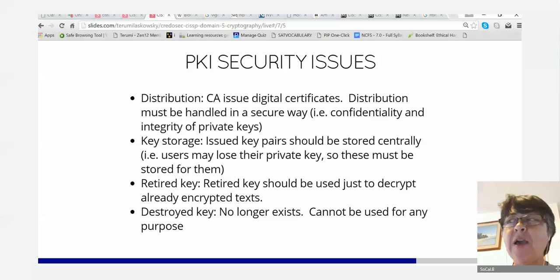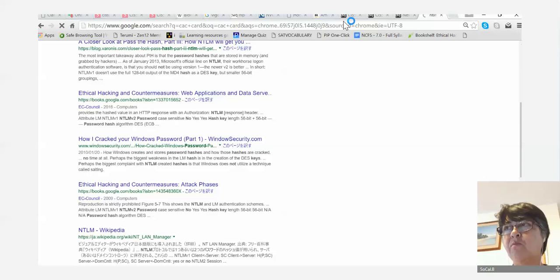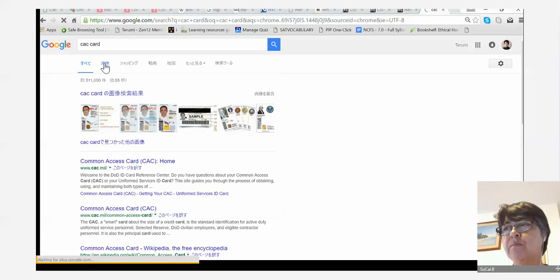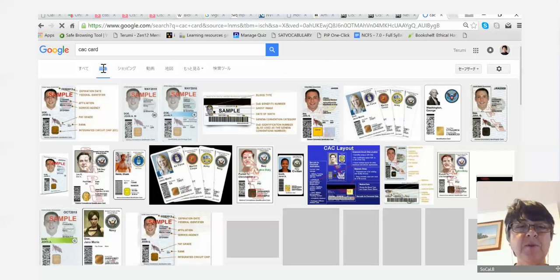The question is, why is the CA distributing private keys? So this is the case with my friend with the CAC card, right? So yeah, if they are issuing a CAC card, oh, by the way, I keep on saying CAC card, and people may not know what that is. So here it is, common access card, CAC card. There it is. Those are CAC cards.